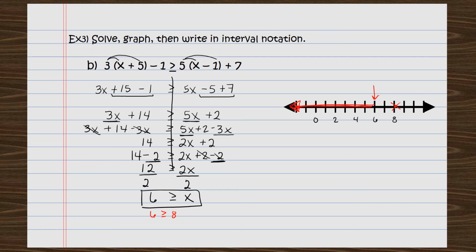So shading the left. Now we have to look back at the inequality. It is 6 greater than or equal to. Equal to means we do include, so we'll use a bracket. Now that we have the graph, we're ready for interval notation. Starting from the left, we have negative infinity, where we use a parenthesis. And as we travel to the right, we make it to 6, where we have a bracket. There's your interval notation.